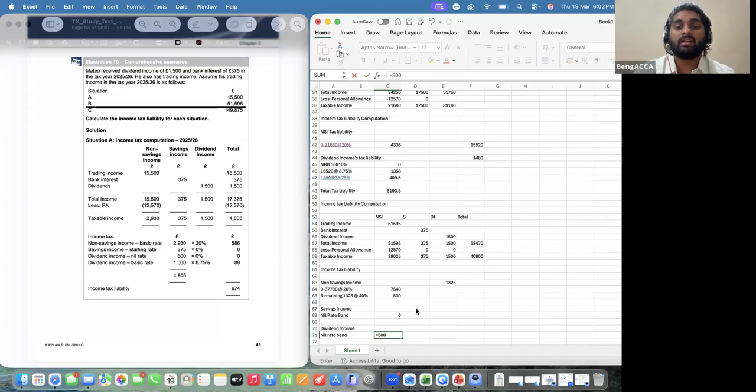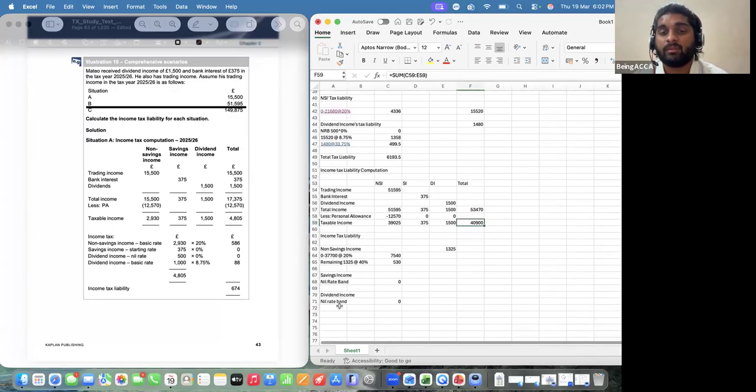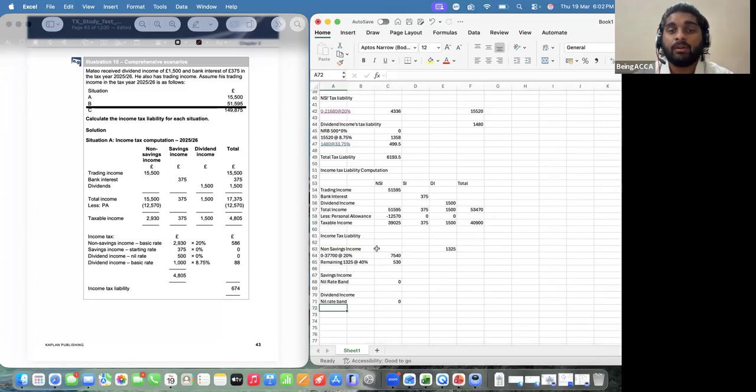Is equal to 500 into 0%. Here, remember students, we are not calculating the availability of rate band because the income is less than 125,140. So there is no slab change, but entirely everything would be under the higher rate slab. So because of that, this 500 would be 0, but there is still 1000 of dividend income left. And we have already identified that Matteo is a higher rate taxpayer because he has moved into paying 40% tax on non-savings income. That means this would also be taxed at higher rate.